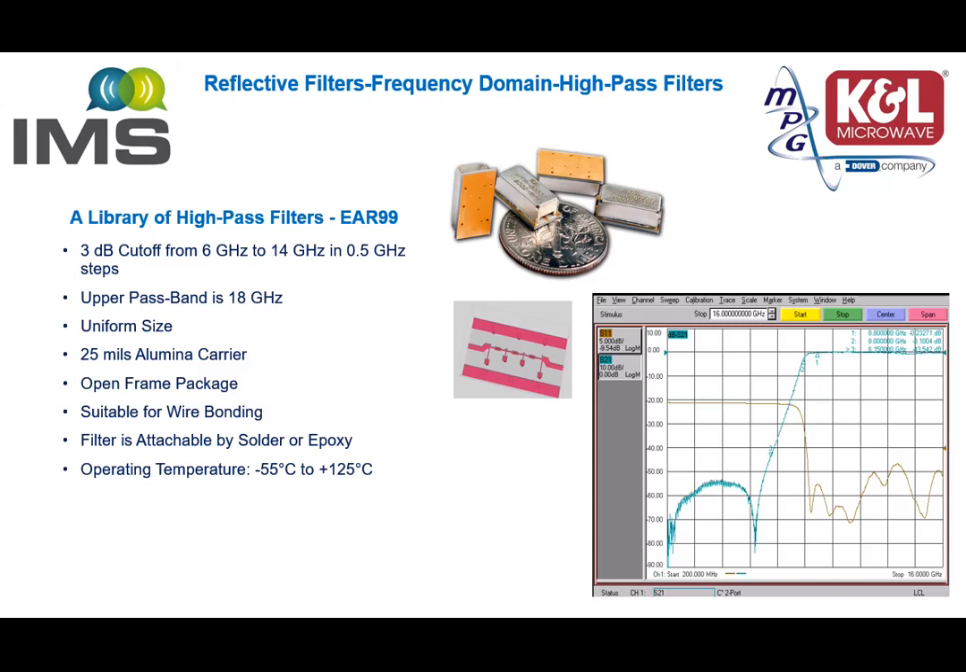These are all ER99 filters, starting with cutoffs from 6 GHz and all the way to 14 GHz in steps of 500 MHz. They are built on 25 mils alumina, an open frame package, and suitable for wire bonding, and they are being attached with solder epoxy, with an operating temperature between -55 and +125 C.